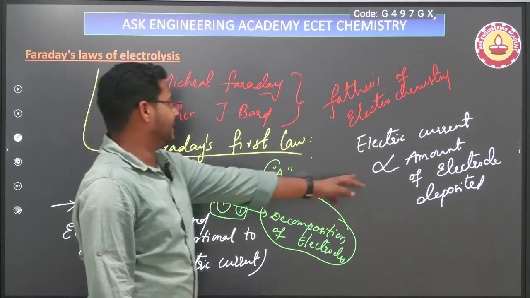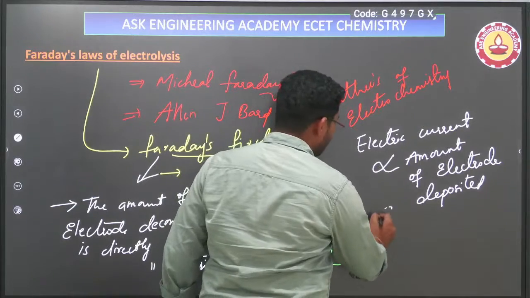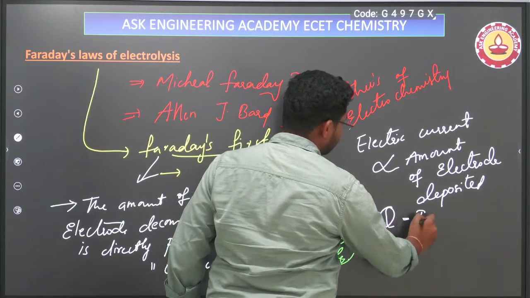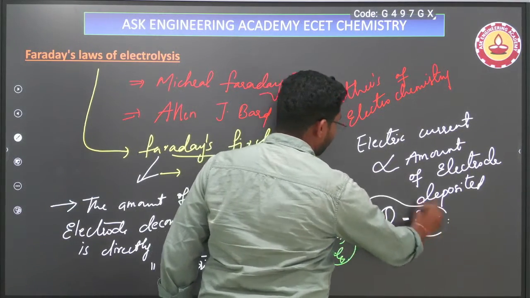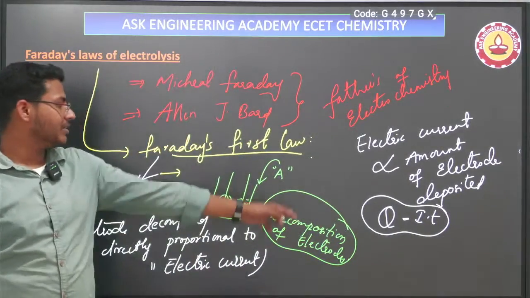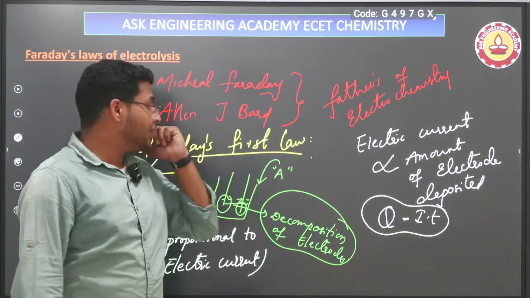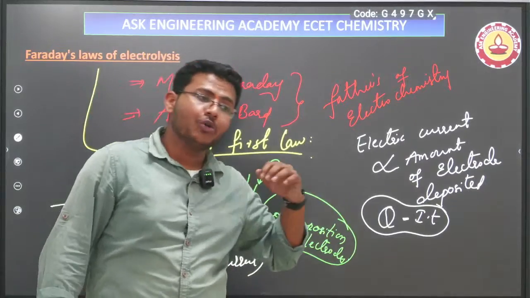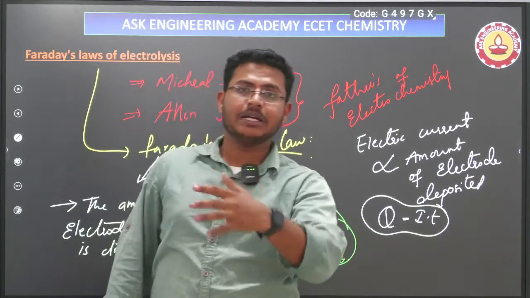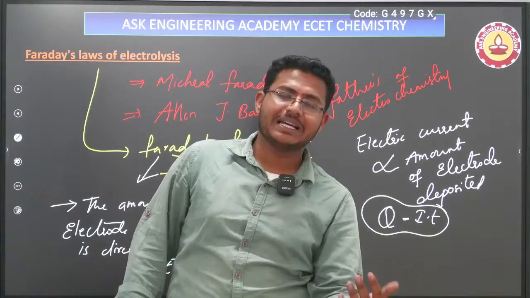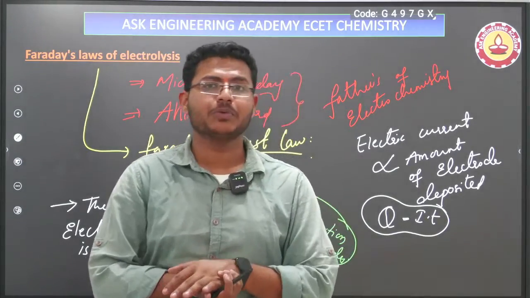Electric current is directly proportional, that means Q is equal to IT. This is a formula, according to Faraday's electrolysis law. Q is equal to IT, that means how much electricity we are passing. Similarly, in accordance with electricity, the electrolytic decomposition depends upon it.